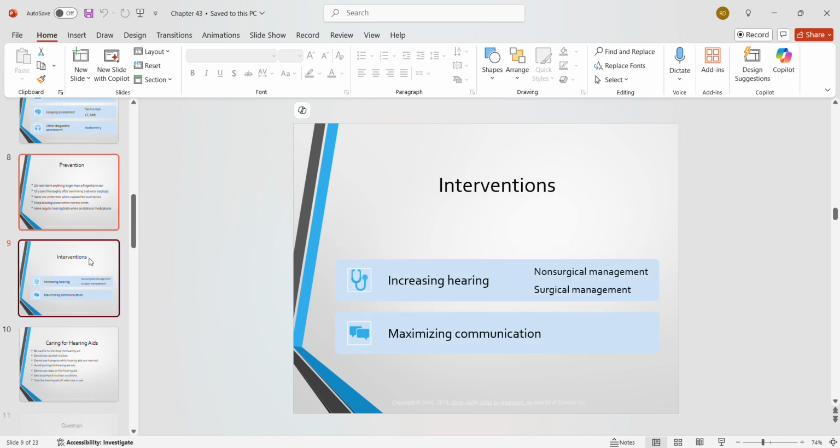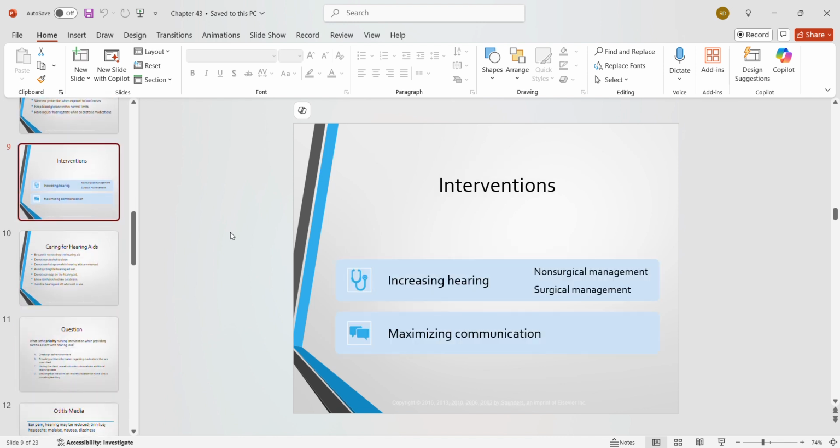All right, so then it goes into interventions. Non-surgical, they can use antibiotics if there's an infection, hearing aids, amplifiers, or phones with text. Surgical interventions are tympanoplasty. This fixes the middle ear. They can get cochlear implants.